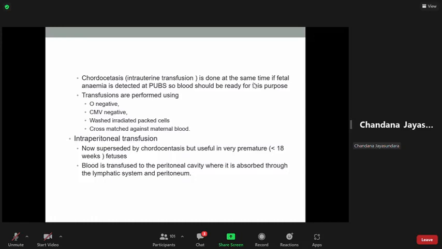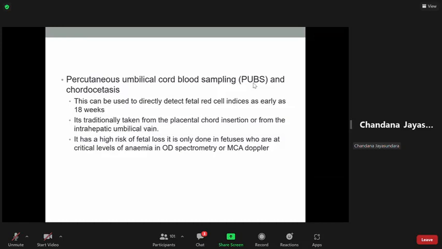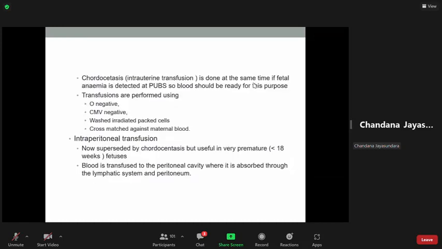So say the baby is severely anemic, we might have to give some blood. There are a few methods of giving blood. One thing is, now that we have gone into the cord, we can give the blood directly into the baby's cord, and that will be an intrauterine transfusion, right? So we can give intrauterine blood transfusion to the baby through percutaneous umbilical cord blood sampling.